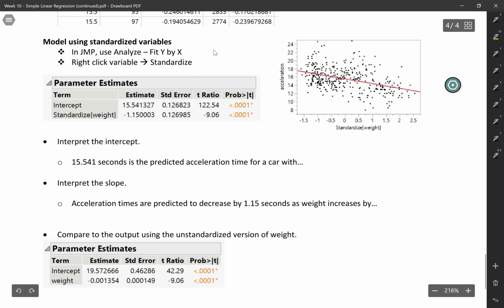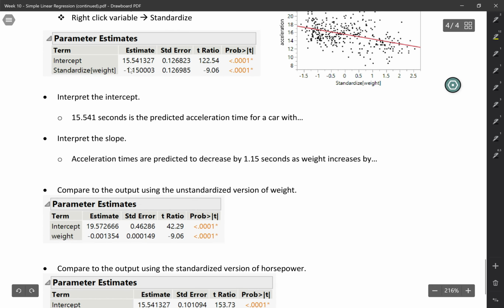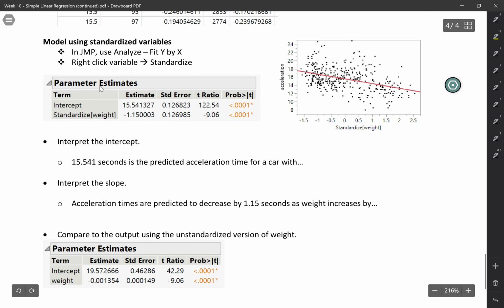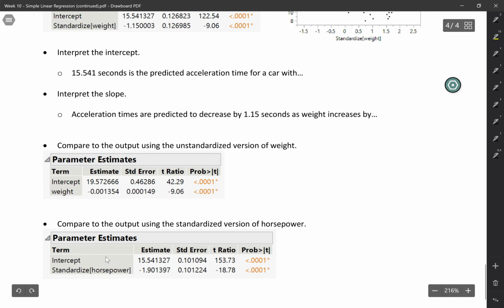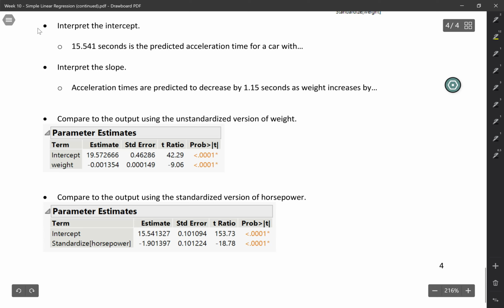I also want to make some comparisons. So compare the output up here, which is the standardized version of weight, to the unstandardized. What's the same and what's different? Also compare the model that uses the standardized version of weight to the model that uses the standardized version of horsepower, and see if you can decide which one has a bigger impact on the acceleration times. So go ahead, pause the video here, and see if you can answer these 4 questions.